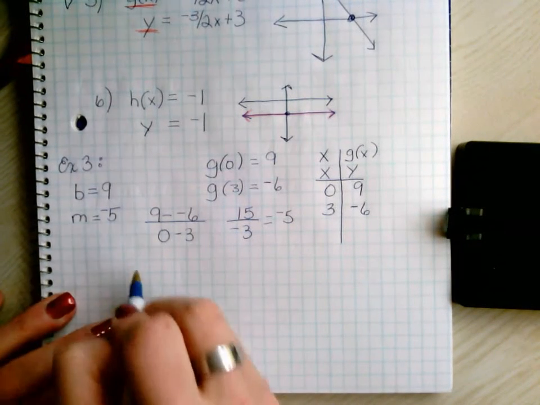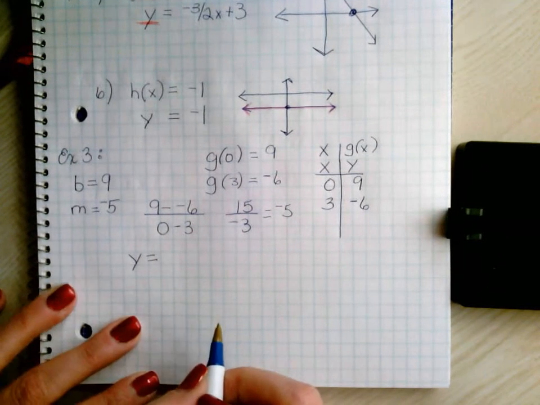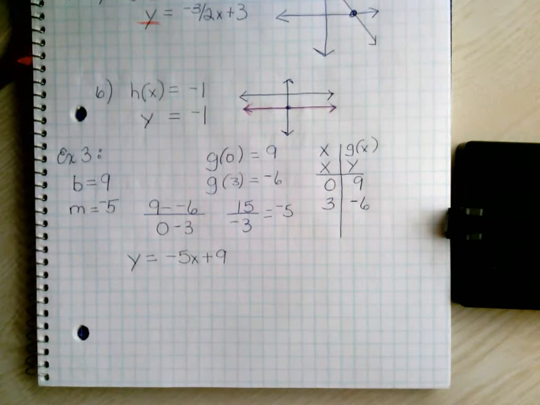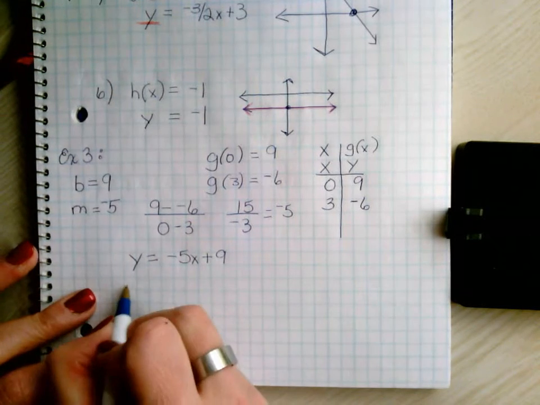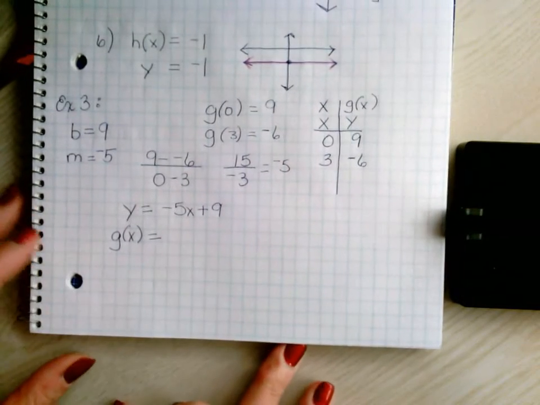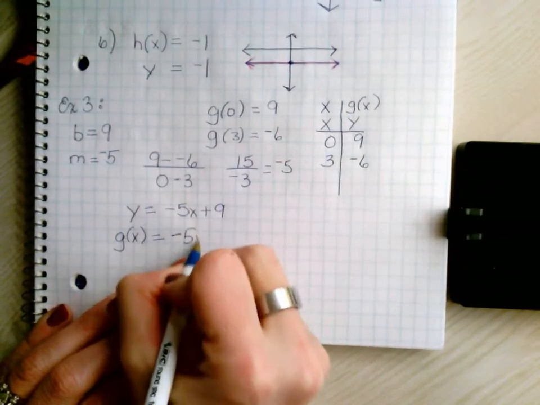So, if I write it in traditional slope-intercept form, it's y equals negative 5x plus 9, right? I have to mark you wrong, because that's not what they want. They want the function. Replace the y with the function they've told you. They want it as a g. So g of x equals negative 5x plus 9.